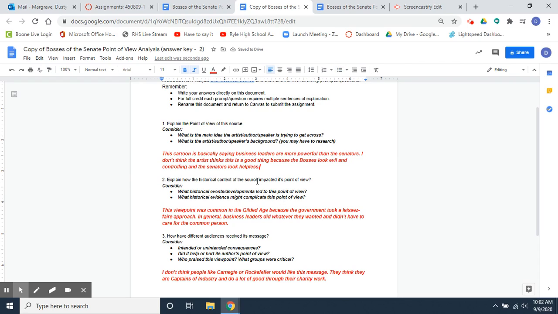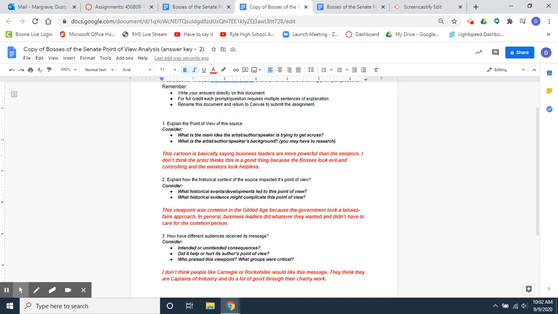This answer says, this cartoon is basically saying business leaders are more powerful than senators. I don't think the artist thinks this is a good thing because the bosses look evil and controlling and the senators look helpless. That's generally a right answer.